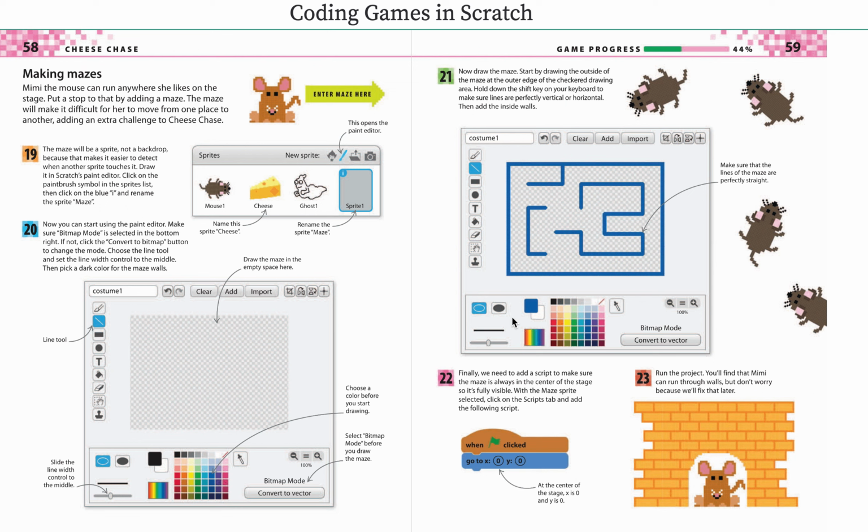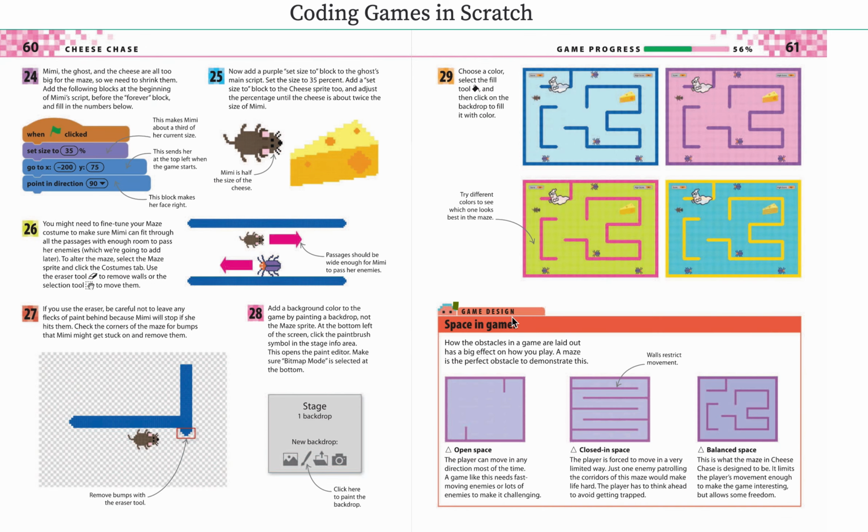Finally, we need to add a script to make sure the maze is always in the center of the stage. So when this is clicked, to make sure that the maze is always centered, you would set x y to 0, and then you run the project and you should have a project that actually works. You can choose the fill color for the maze, and that's pretty much it.